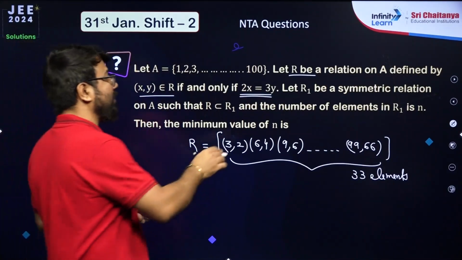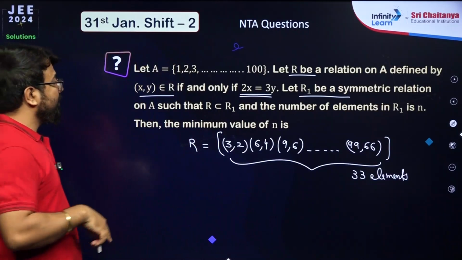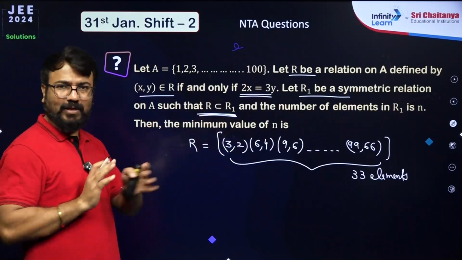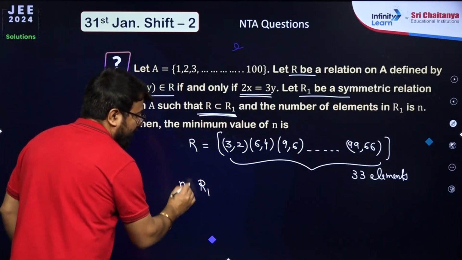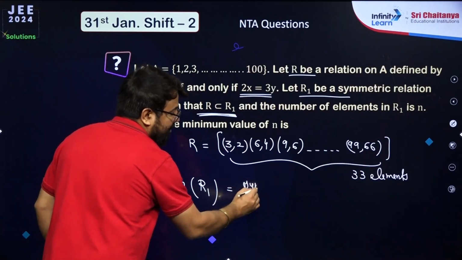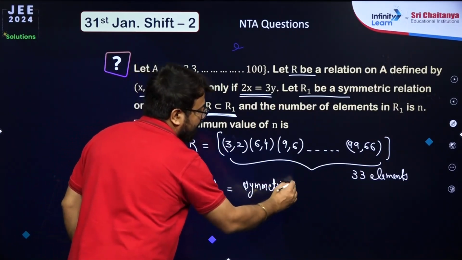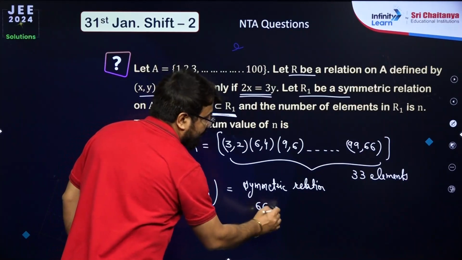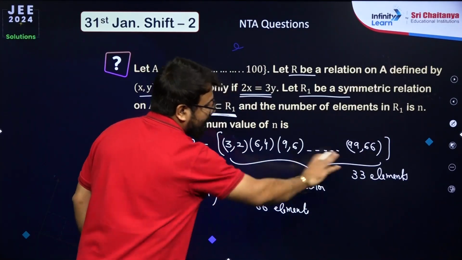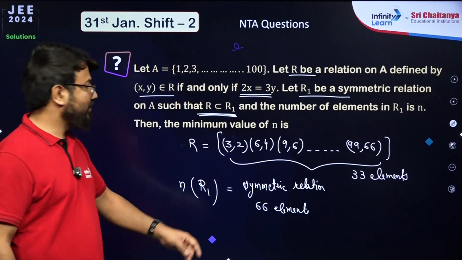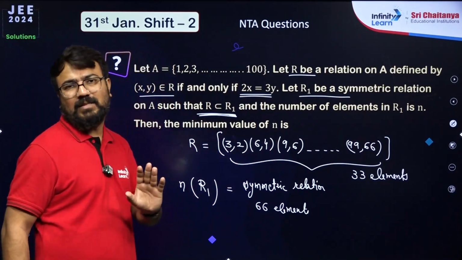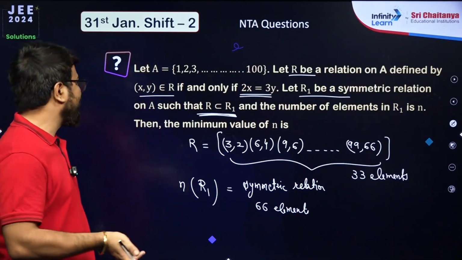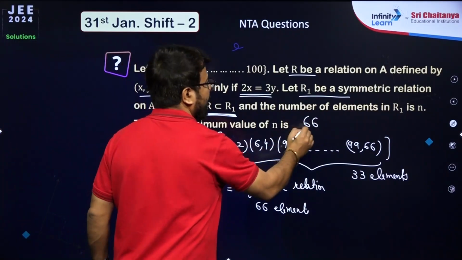Now there is a relation R1 which is symmetric, and R1 is a bigger set and R is a smaller set. So this R is derived from R1. Because it is a symmetric relation, if (3, 2) is part of the relation, then (2, 3) should also be part of the relation. There is no element of the type (x, x), so just double, 33 into 2, it will become 66 elements in R1. Number of elements in R1 is how many? The answer is 66.